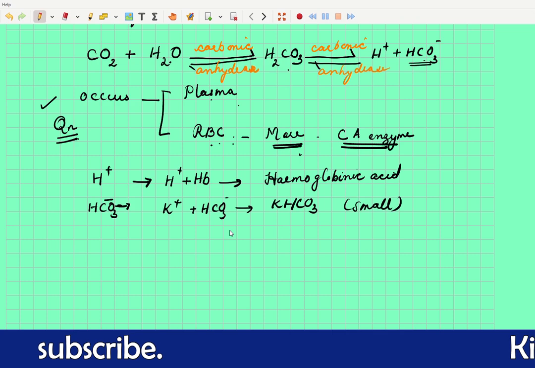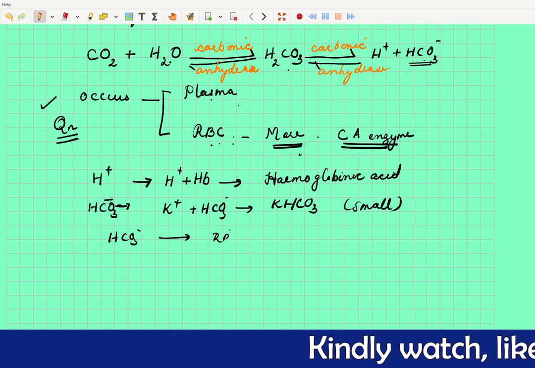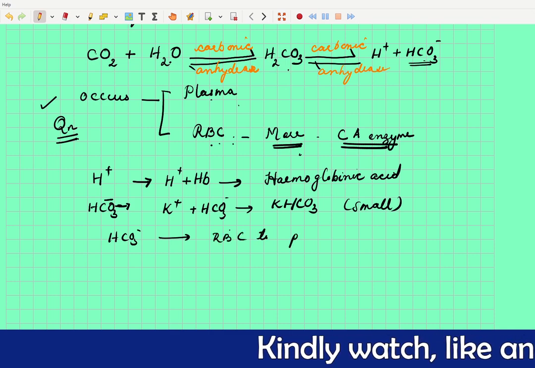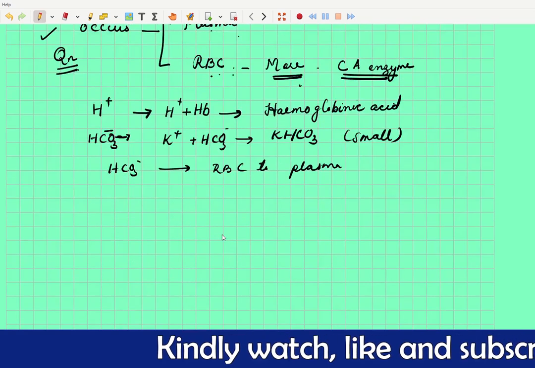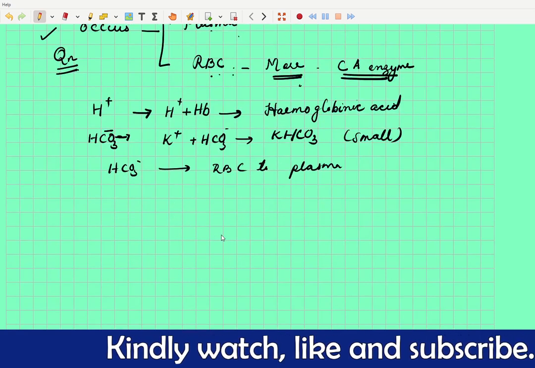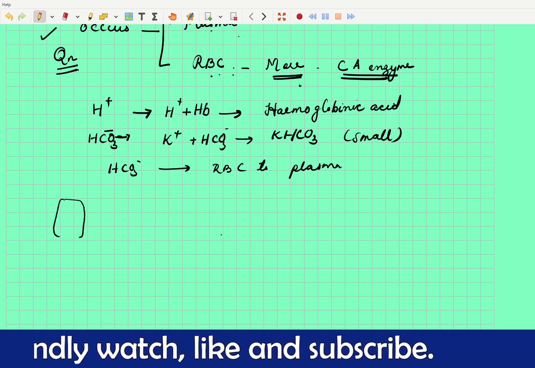Majority of this bicarbonate ions, HCO3 minus ions, escape from the RBC into the plasma. In more detail, we will discuss with the help of a diagram. Okay, so carbon dioxide is produced where? Carbon dioxide is produced in the tissue.